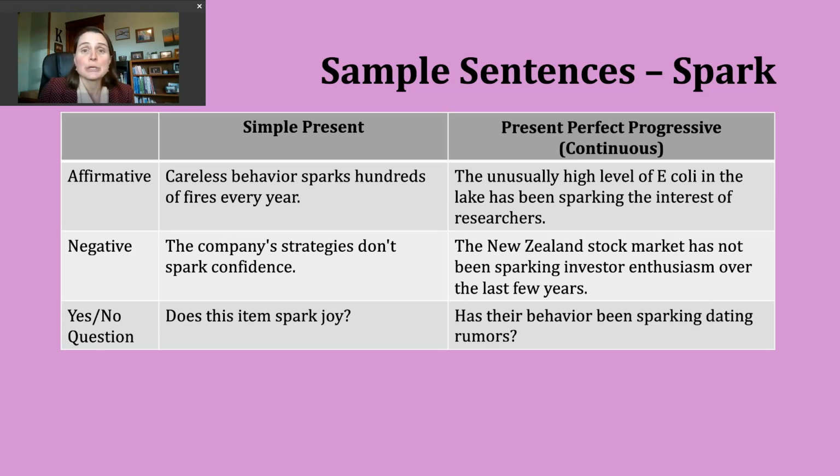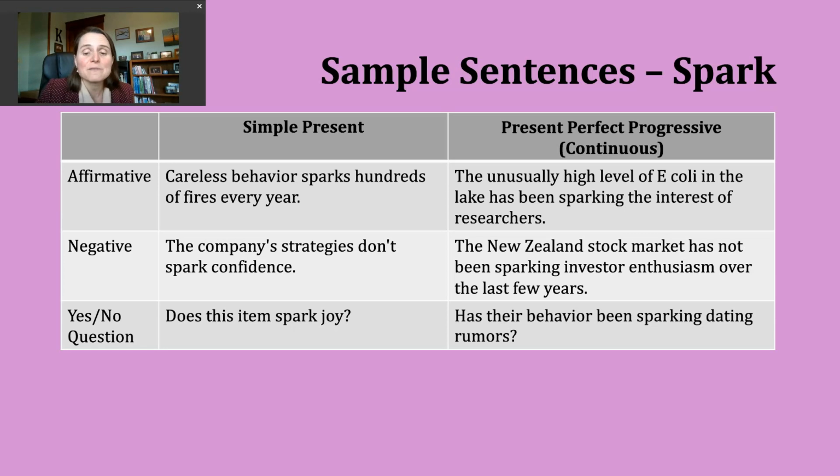If our subject is I, you, we, or they, then you're just going to use the base verb in the affirmative. But if your subject is he, she, or it, you need to add an S to the end of the verb. You can see that in my first example sentence. Careless behavior sparks hundreds of fires every year. Would go back to that second definition of igniting, starting a fire. Okay? Behavior here is singular, even though it's referring to the acts of many people. So it's like an it. That's why you see an S on the end of the verb.